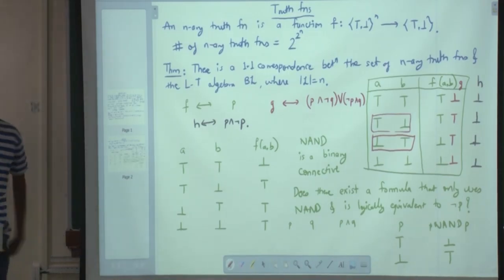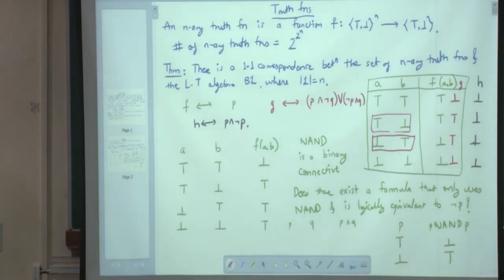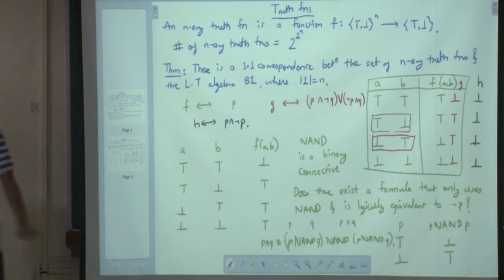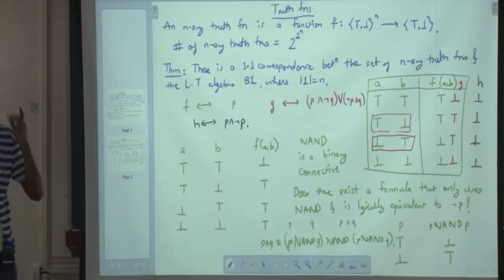Yes, okay, so you are experienced with this. So, P conjunction Q is logically equivalent to P NAND Q, NAND P NAND Q. Please verify that this does happen.